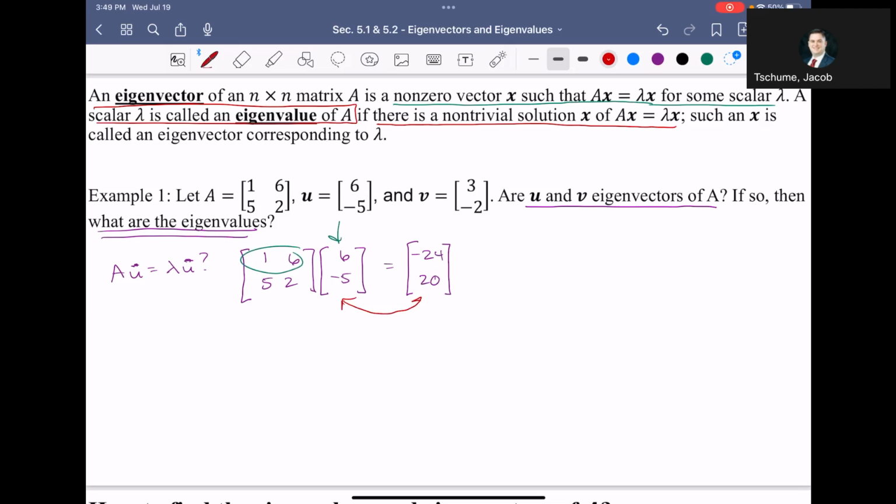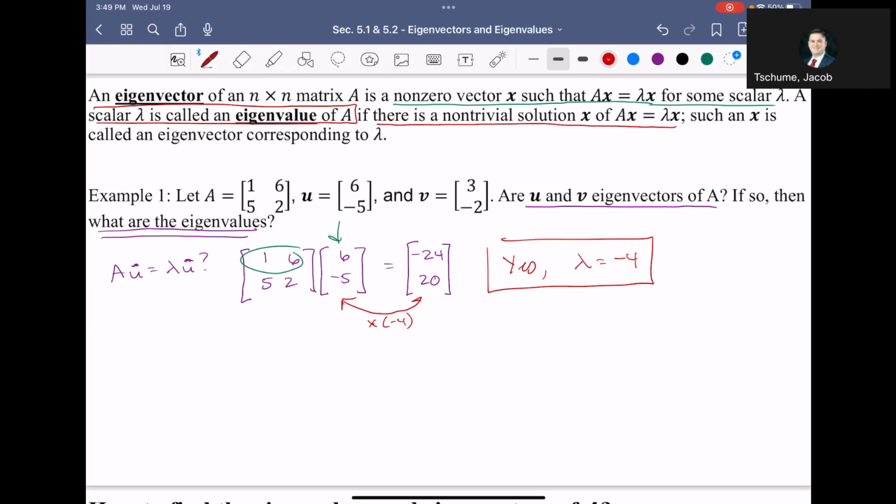Well, yes, you can get from vector u to the vector λu by multiplying by a particular λ. So the first answer to your question is yes, u is an eigenvector of A. And for your λ value, just figuring out what you're multiplying by, it looks like you're multiplying by -4. So we can define our λ in this case as -4 that corresponds to this particular eigenvector.